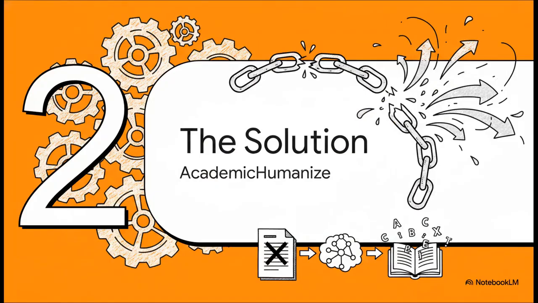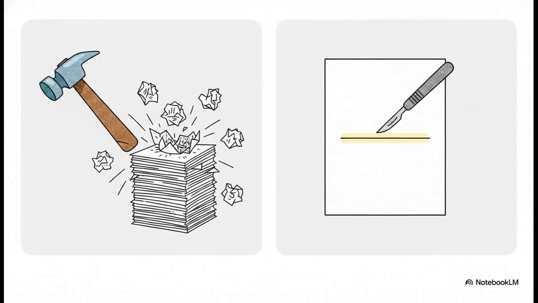Moving on to Section 2, the AcademicHumanize solution. Let me be super clear right up front. This is not just another basic word spinner that randomly swaps out your adjectives using the thesaurus. Think of a standard paraphraser as a sledgehammer. You paste your text in, and it just blindly smashes and rewrites the entire document, which usually ruins your original tone, your formatting, and all that specific academic phrasing you worked hard on.